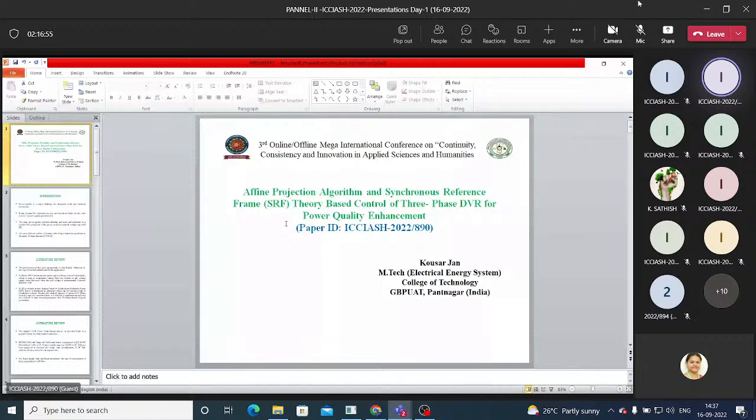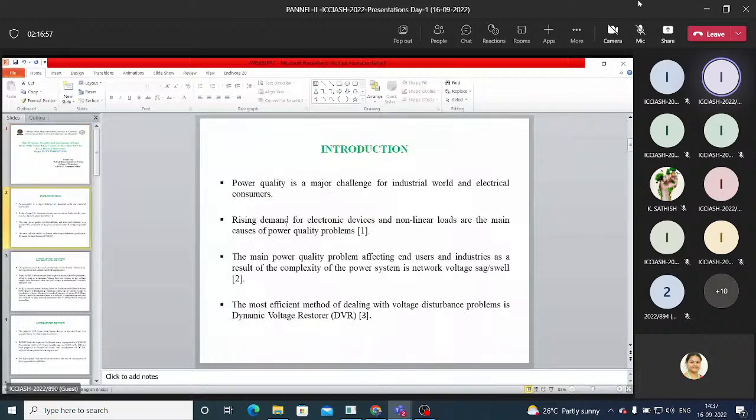Introduction. Nowadays, power quality has become a major challenge for the industrial world and electrical consumers. The rising demand for electronic devices and nonlinear loads are the main causes of poor quality problems. The most commonly occurring power quality problem is voltage sag and swell, and the DVR is a cost-effective solution to this problem.